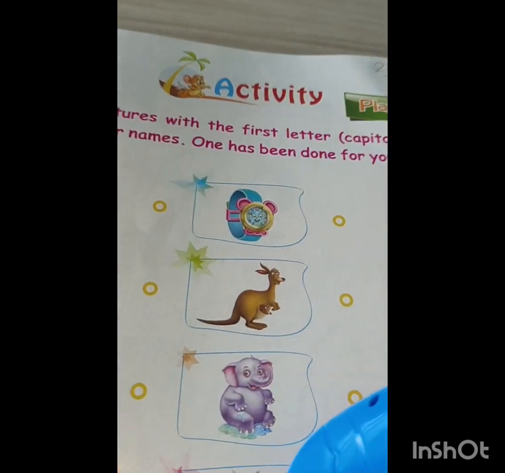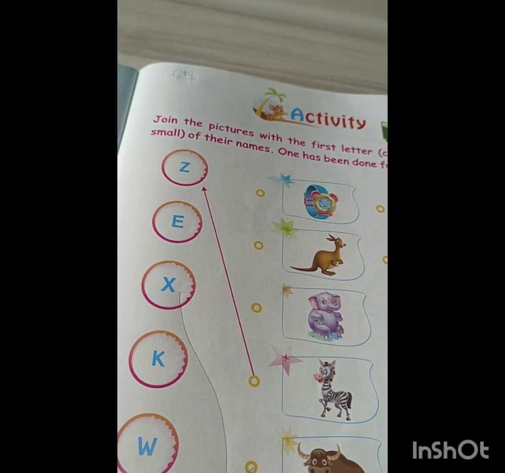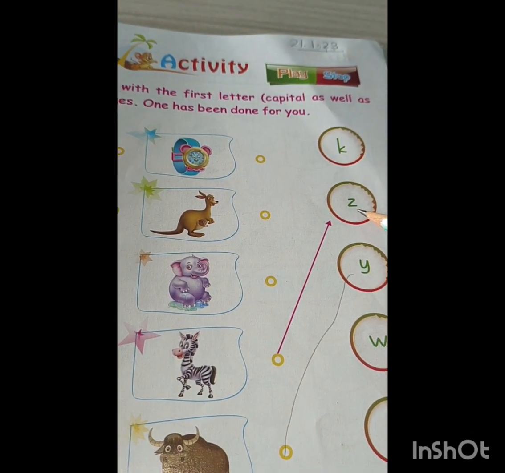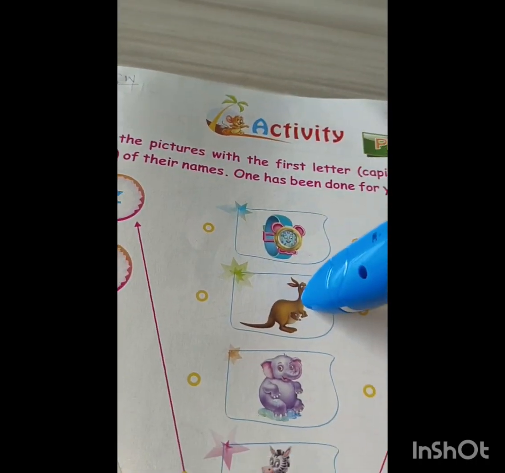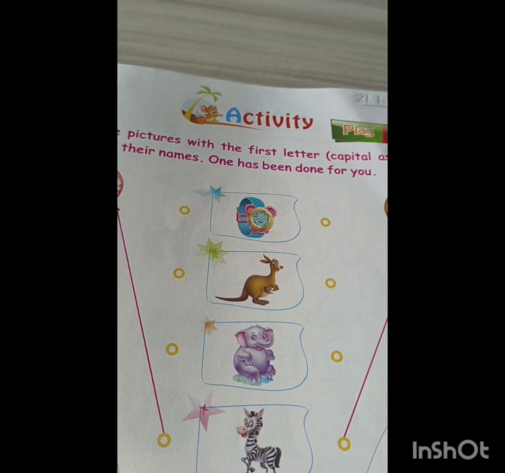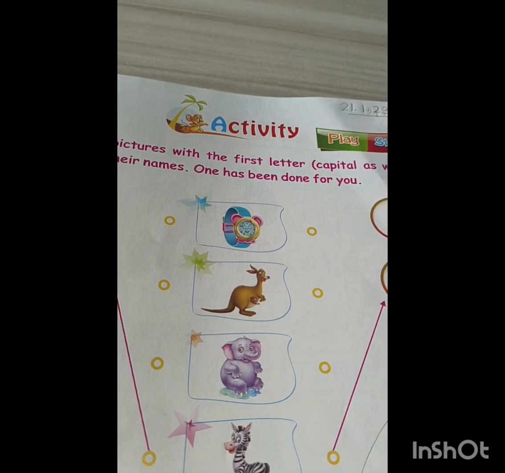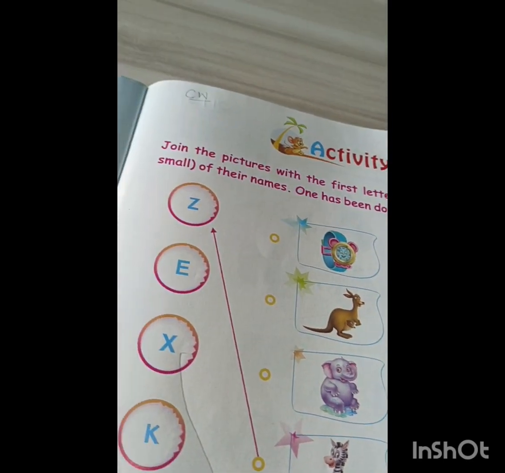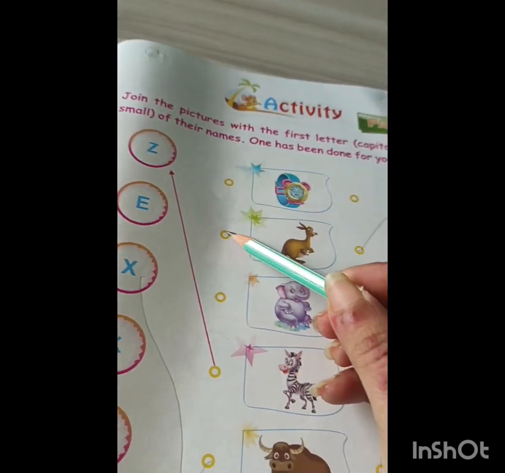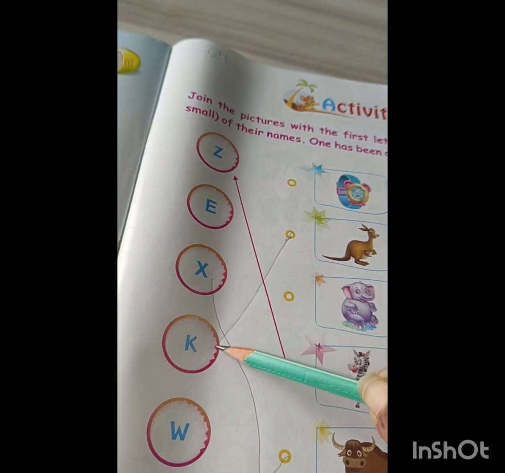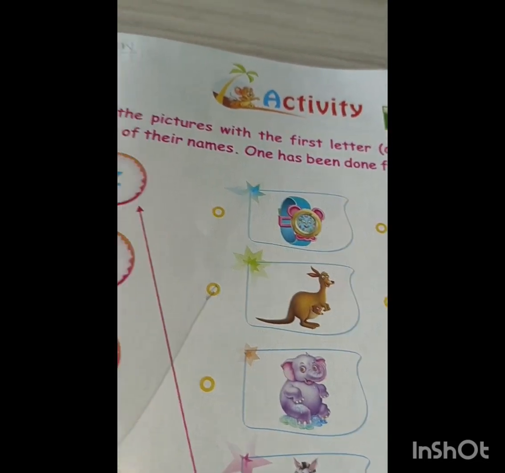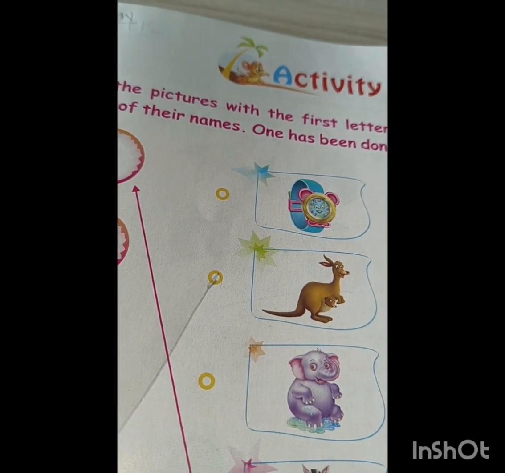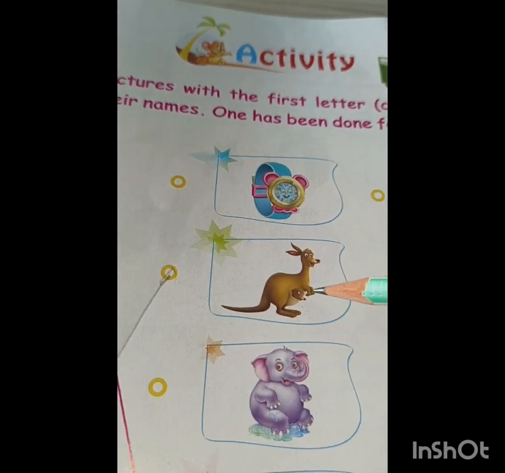Then what is this? Zebra. Z, Z, zebra. What is this? Kangaroo. Kangaroo starts with letter K. K, K, kangaroo. Where is mama K? Kangaroo has a pouch on its stomach. See? He keeps its baby in it.